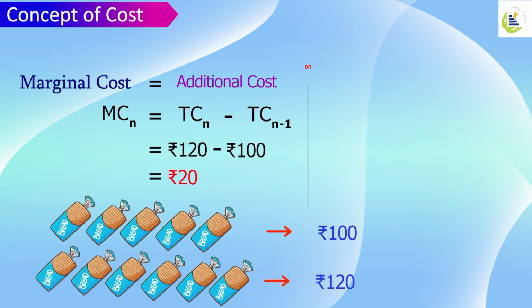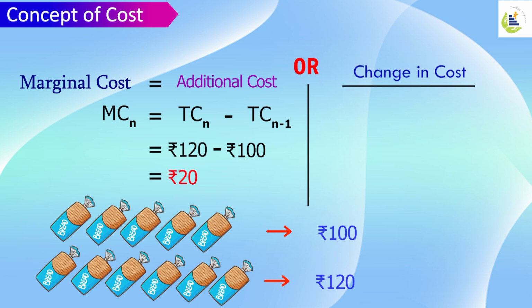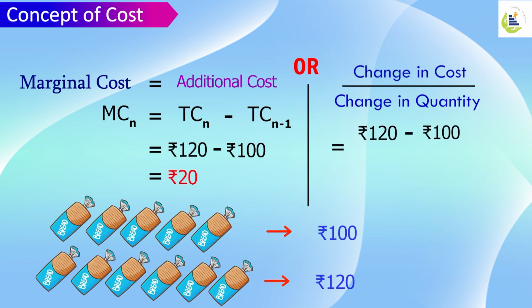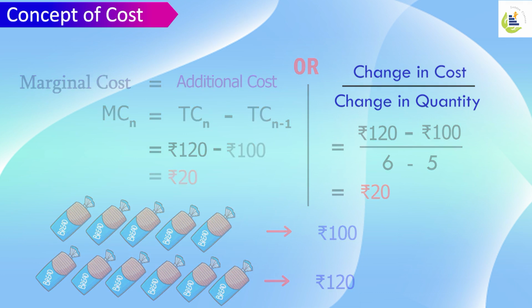I can see this another way, as change in cost due to change in quantity produced. So marginal cost: change in cost is 120 minus 100, over change in quantity, which is 6 minus 5. So it's 20 rupees per product, an additional cost I need to bear in my total cost. That turns out to be marginal cost.